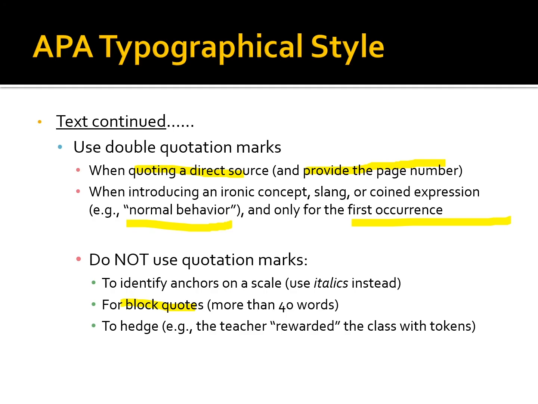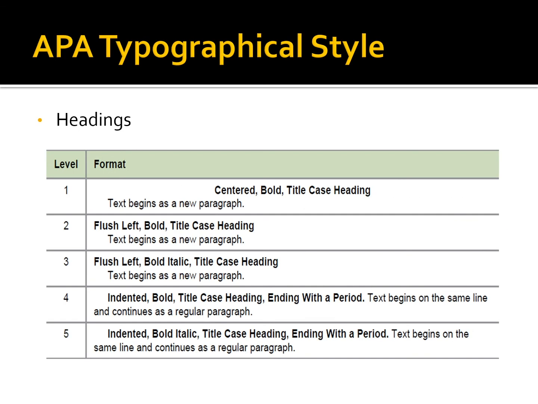Do not use quotation marks to hedge. So, for instance, in this example, right from the APA manual, the teacher rewarded the class with "tokens." So what you're kind of suggesting there is that the tokens weren't a reward at all. You don't do that. So you don't use quotation marks to hedge. You would just type, the teacher rewarded the class with tokens.